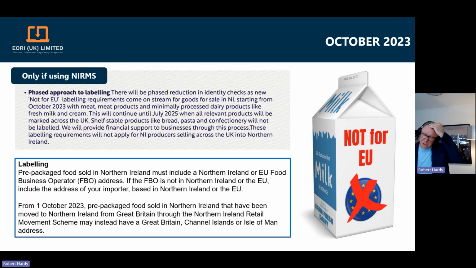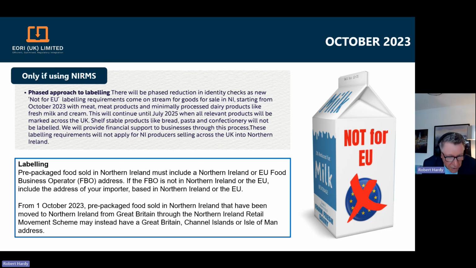Okay. So if the goods are moving from GB to NI, the label must have a Northern Ireland address or an EU address. However, if they've moved via NERMs, because it's confirming that it is the UK internal market scheme, or sorry, Northern Ireland retail movement scheme, crikey, too many acronyms, then the label must be the pre-packed goods sold in Northern Ireland that have been moved under the Northern Ireland retail movement scheme from Great Britain. The label must say either a Great Britain address, a Channel Islands address, or a Northern Ireland address.